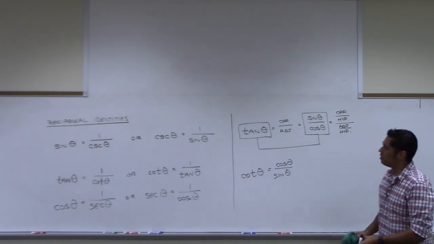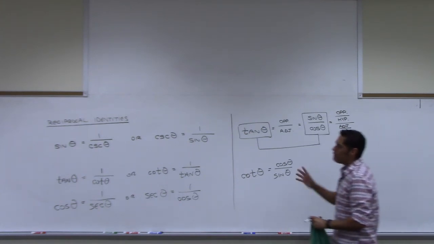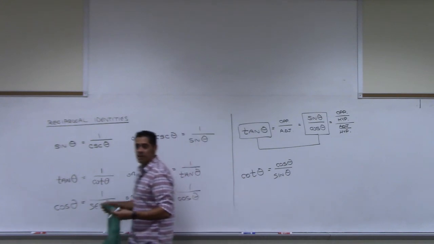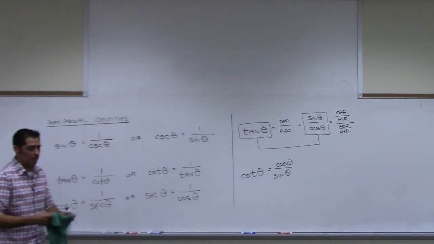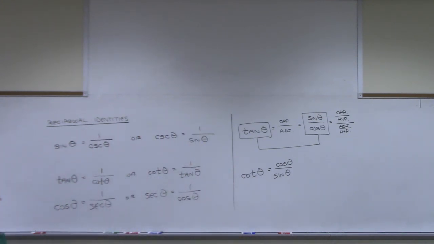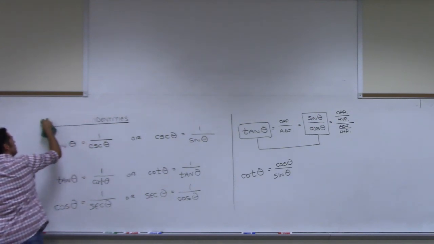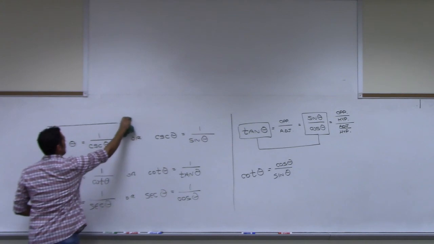All right, these are our first identities. We're going to have lots of identities in here, lots of formulas to remember. These are our first set of them. Now what we're going to look at are what are called the Pythagorean identities.